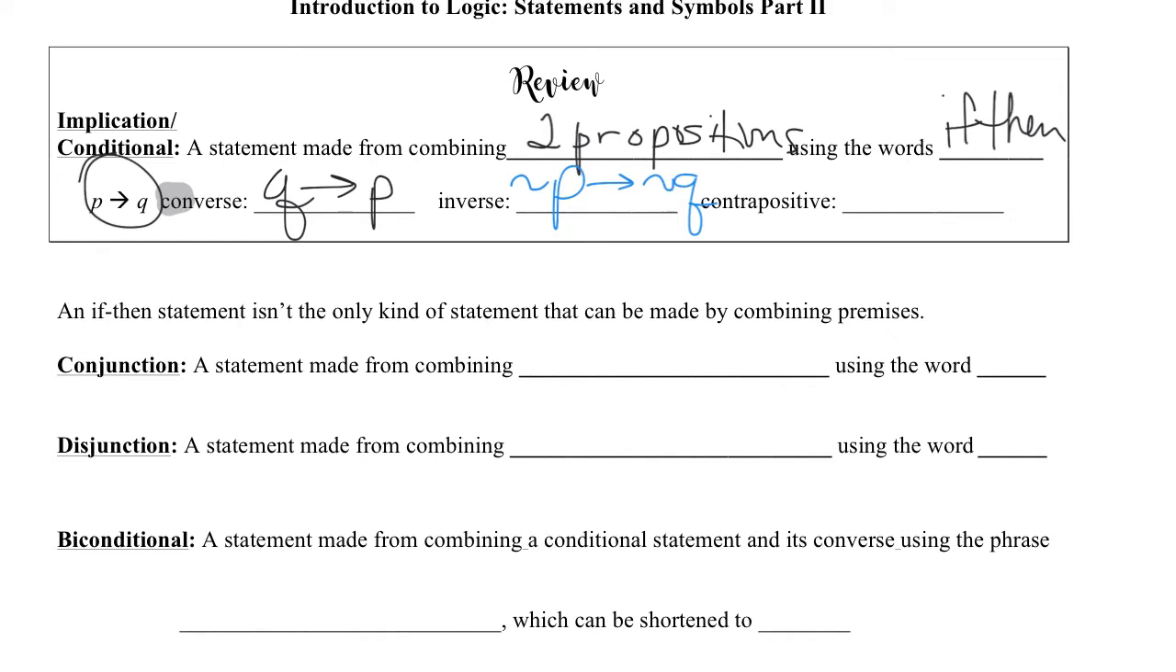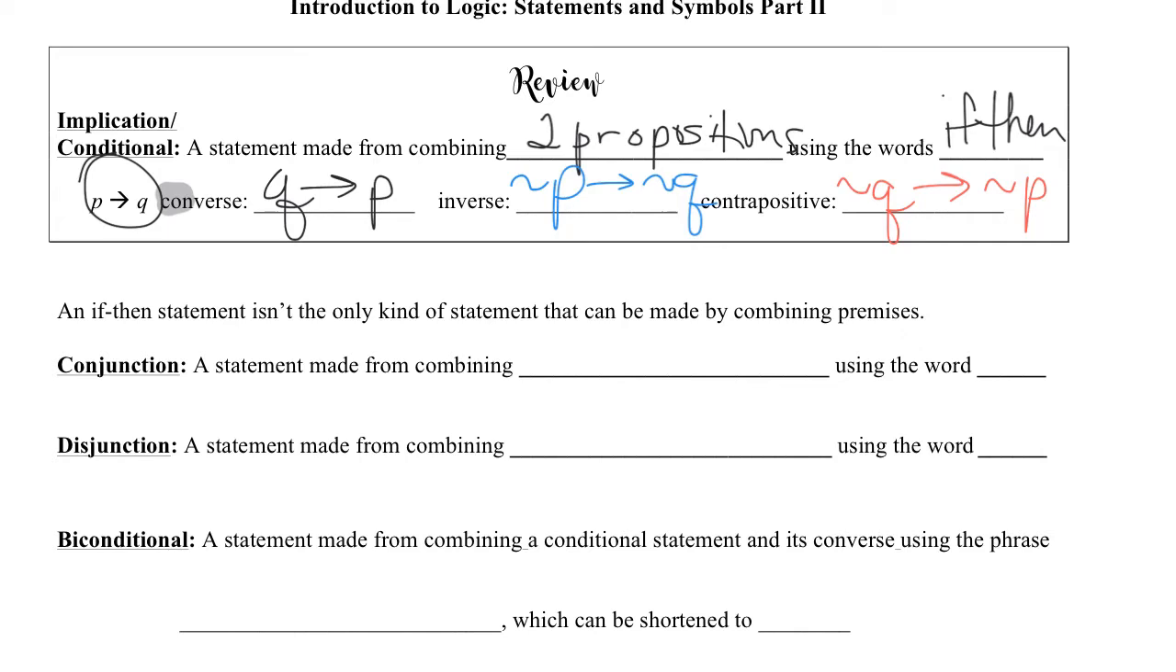And for the contrapositive, we negate and change. We do both things. So the contrapositive, if the original was if P then Q, the contrapositive would be if not Q, then not P. Negate and switch. Okay, so for the new ones, an if-then statement isn't the only kind of statement that can be made by combining premises.